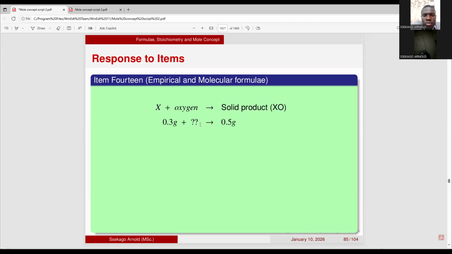Now I can find this unknown by taking 0.3 to the other side. Therefore, mass of oxygen will be 0.5 minus 0.3, and in this case, we obtain 0.2 grams. So I have now mass of oxygen is 0.2 grams, and mass of X is 0.3 grams.